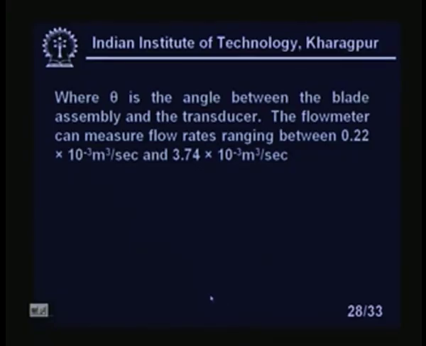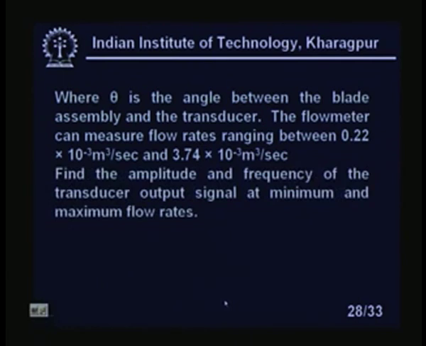So we use exactly the same notations here. The flow meter can measure flow rates ranging from 0.22 × 10^-3 cubic meter per second to 3.74 × 10^-3 cubic meter per second. Find the amplitude and the frequency of the transducer output signal at minimum and maximum flow rate. So this is our question number 2 on the turbine flow meter. Let us look at the solution.